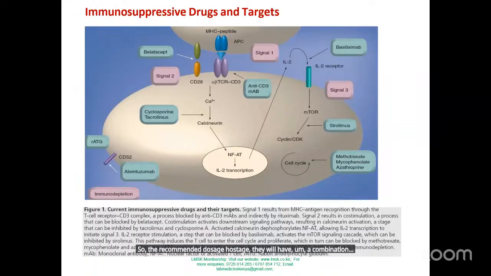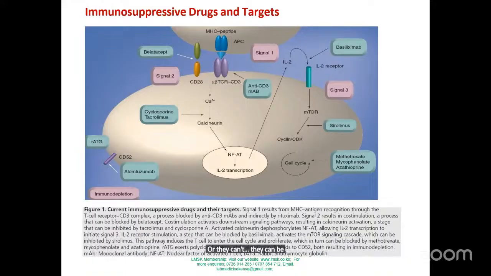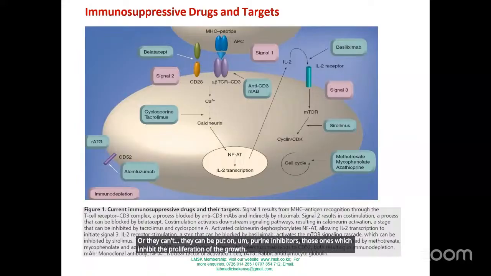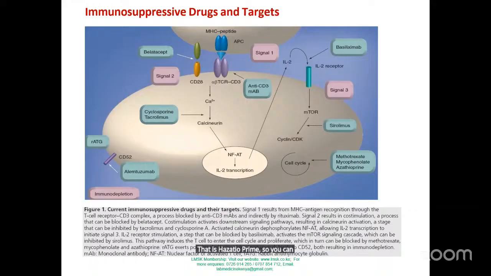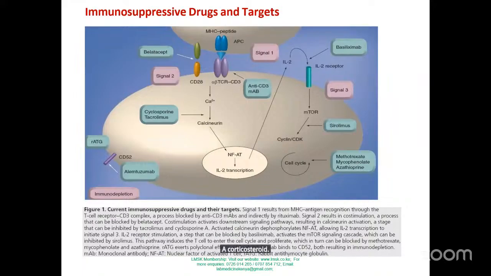As for the recommended dosage, mostly they will have a combination. This is combination therapy. Most of the time, patients will be put on a calcineurin inhibitor, either cyclosporine or tacrolimus, or they can be put on purine inhibitors, those which inhibit proliferation. That is azathioprine. So you can find a patient taking azathioprine, tacrolimus, and then a corticosteroid, such as prednisolone.